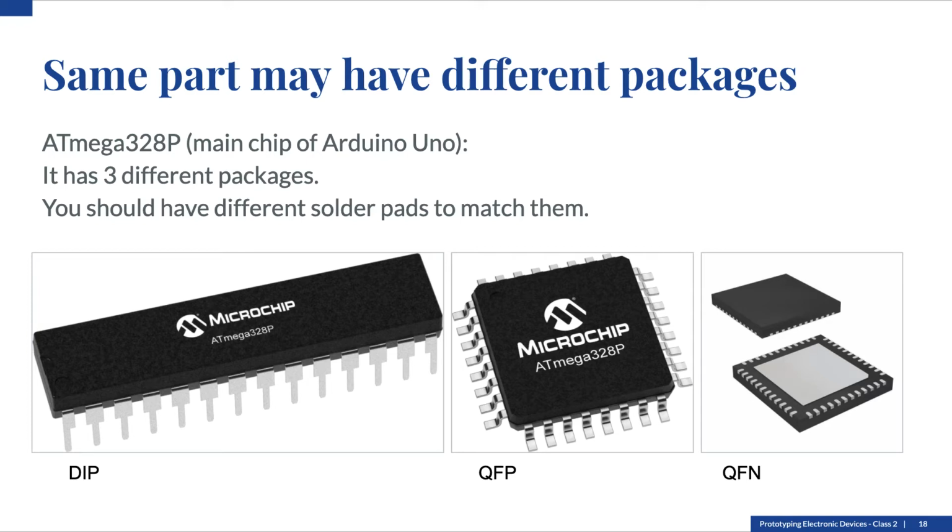Let's use ATmega328P as an example. It has 3 different packages. A dual inline or DIP package is suitable for breadboard, perf board, or through-hole soldering. A quad flat package or QFP package is suitable for general surface mount soldering. A quad flat no leads or QFN package is suitable for high-density surface mount soldering.